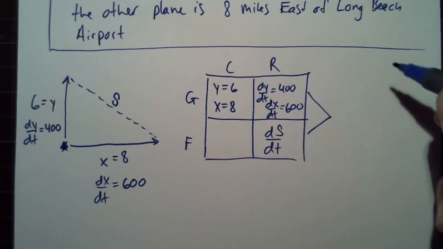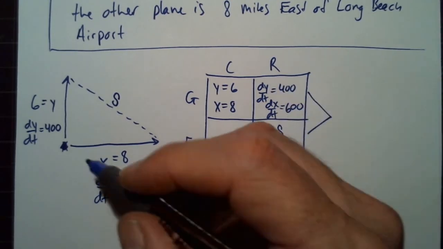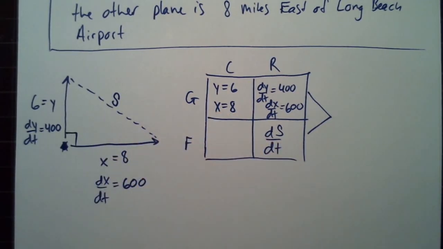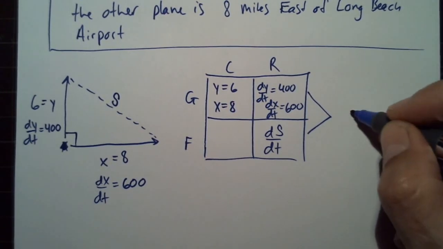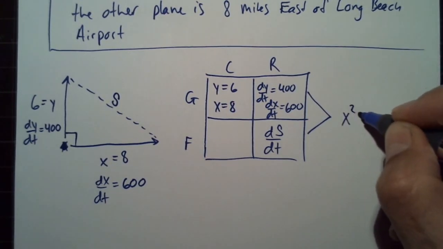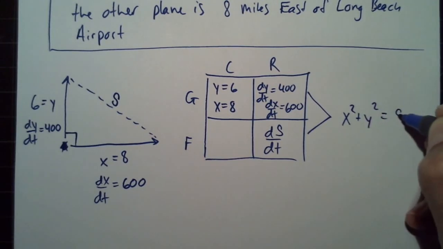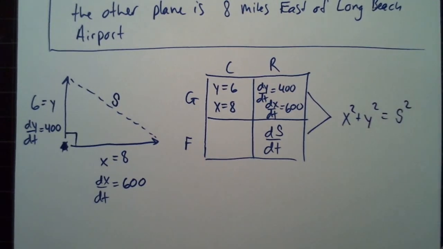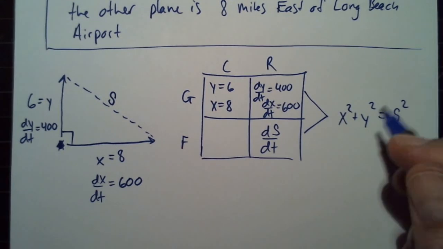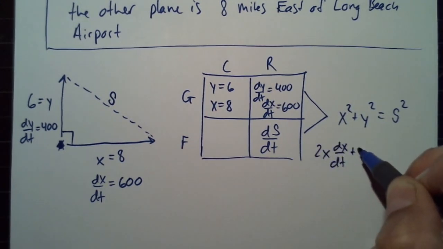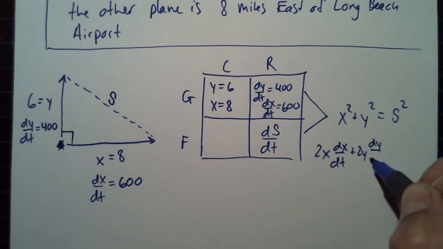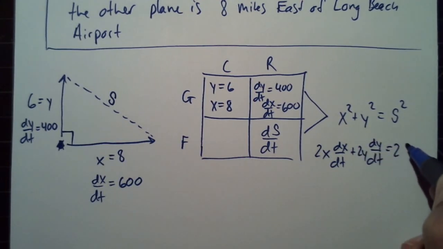We need a relation for s, x, and y. Since they are flying north and east, it makes a right triangle, so now we can use the Pythagorean theorem to relate them. x squared plus y squared equals s squared. We do the derivative: 2x dx/dt, 2y dy/dt, 2s ds/dt.